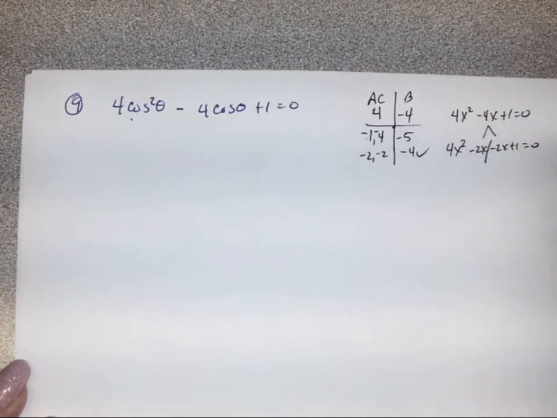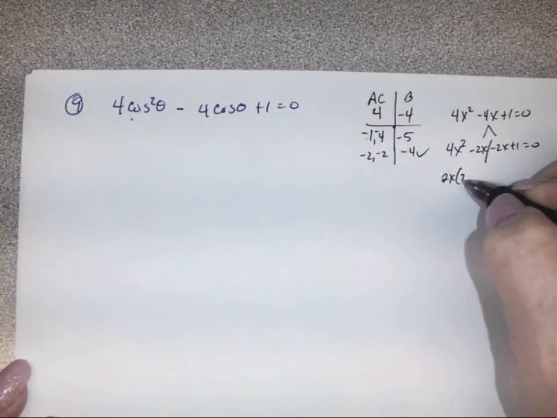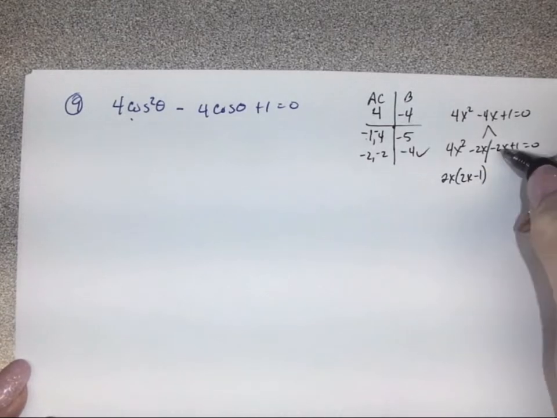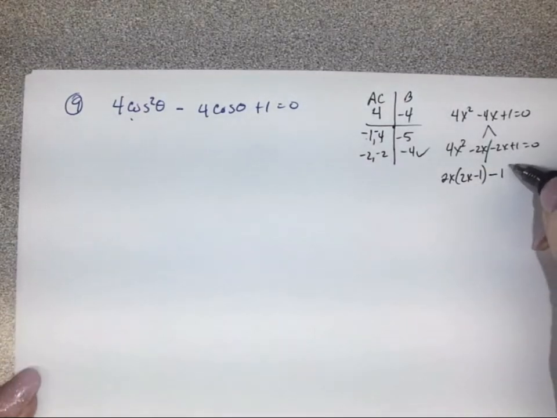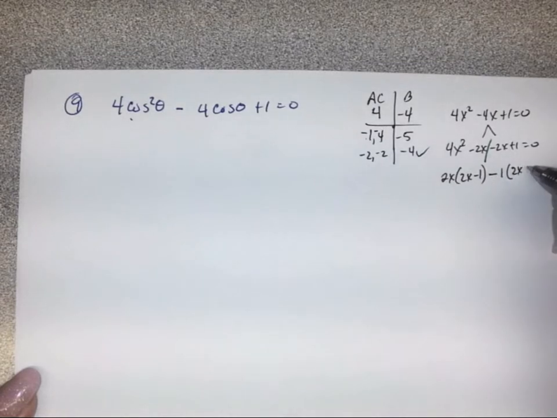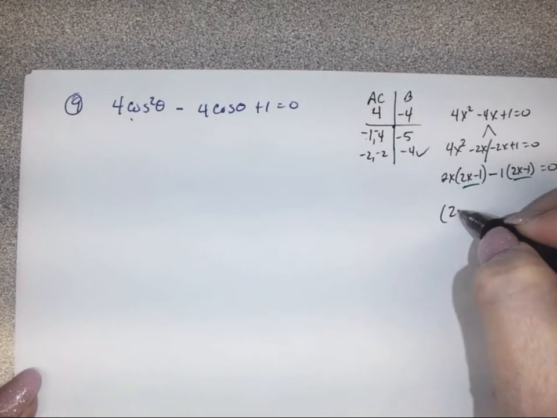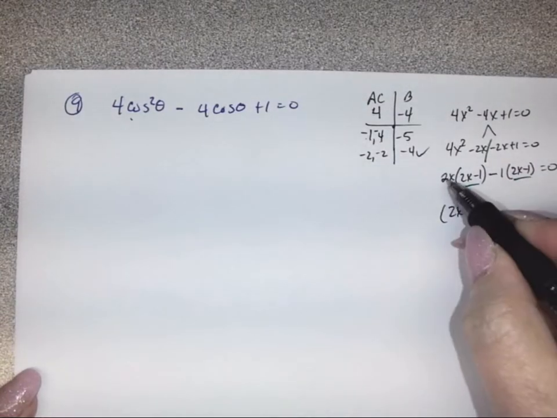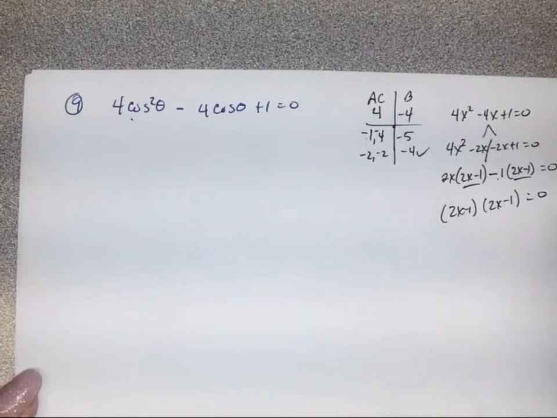And then we factor by grouping. I can pull out a 2x and get 2x minus 1. Bring down my negative sign. I can only factor out a 1, and I get 2x minus 1 because I factored out a negative 1 from positive 1. We know we've done it right when these match. So we have 2x minus 1, and then grouping these two together, we get 2x minus 1 equal to 0.